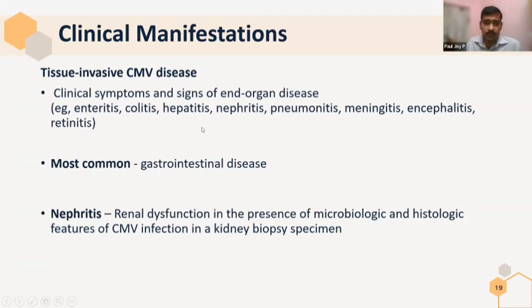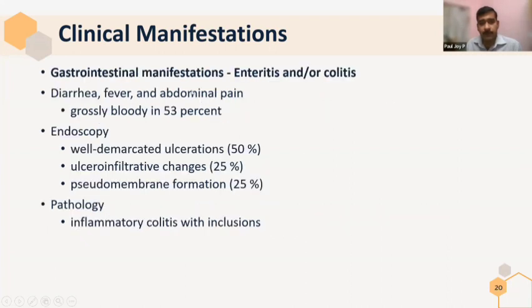The clinical manifestations of tissue invasive disease depend on the organ. The most common is gastrointestinal disease. In nephritis, there is renal dysfunction in the presence of microbiologic and histological features of CMV infection in a kidney biopsy specimen. GI manifestations can be as enteritis or colitis. Patients can present with diarrhea, fever, abdominal pain, and endoscopy can show well-demarcated ulcerations, ulcero-infiltrative changes, or pseudomembrane formation.